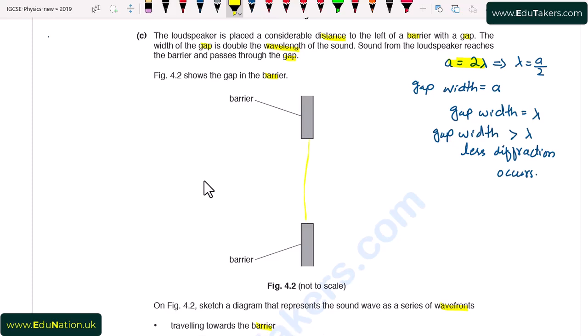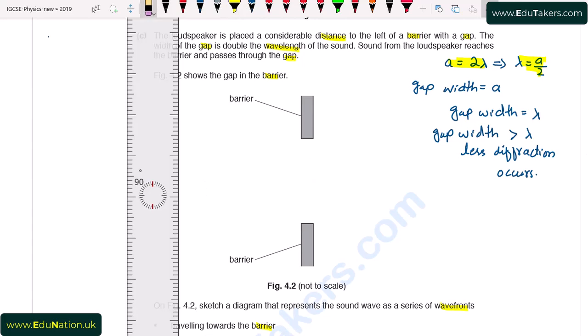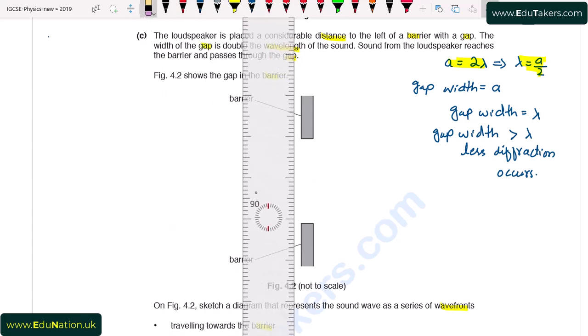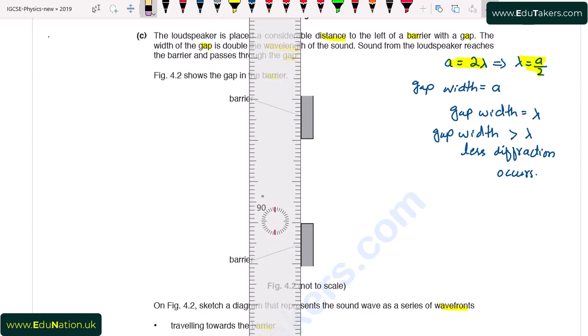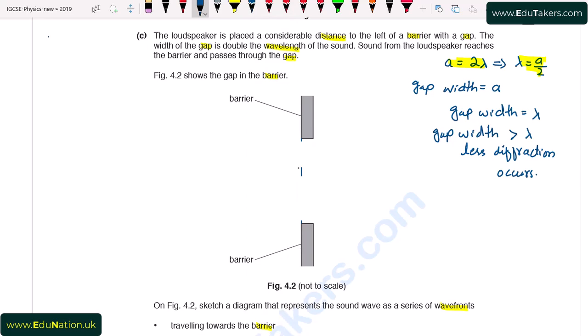First of all, this distance is basically the width of the gap. It is 2 lambda. It means that when we draw the wavefronts, their distance will be equal to half of this width of the gap. So first of all, I measure this distance by using the ruler. And this distance is almost equal to 2 centimeter. It is the initial point and the final point, and it is equal to 2 centimeter. Now for the wavefronts that I have to draw on the left side, the distance will be equal to 1 centimeter, that is also called wavelength.